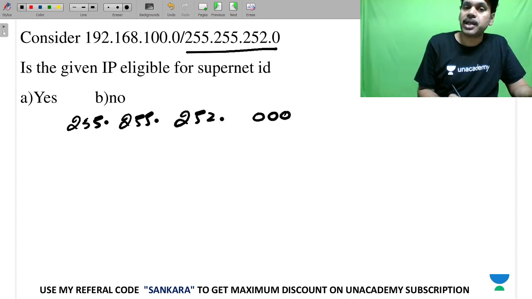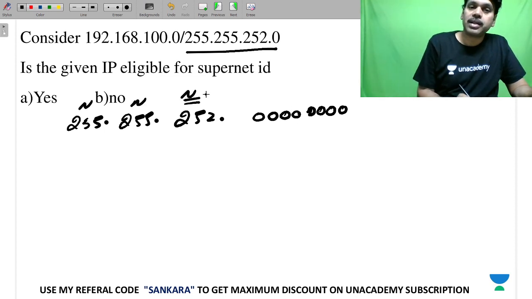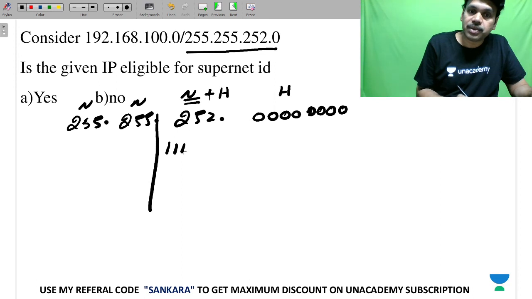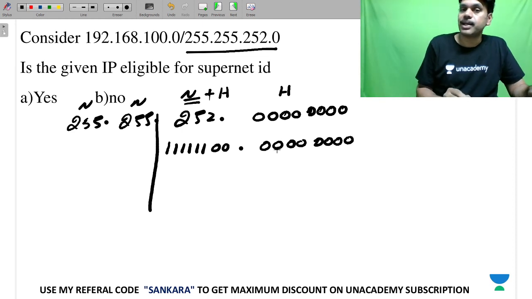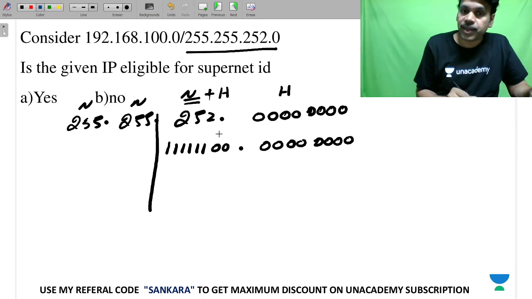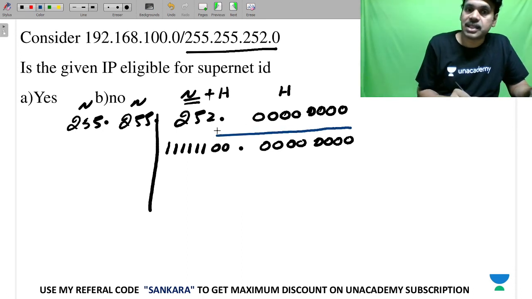Supernetting happened because NID is manipulated. This consists of NID plus HID. This consists of HID. So let us write this into binary. 1, 2, 3, 4, 5, 6. 252 means 6 ones and 2 zeros. The remaining fourth octet is 8 zeros. Right? So from here to here, it is completely HID only, and the remaining are NID.